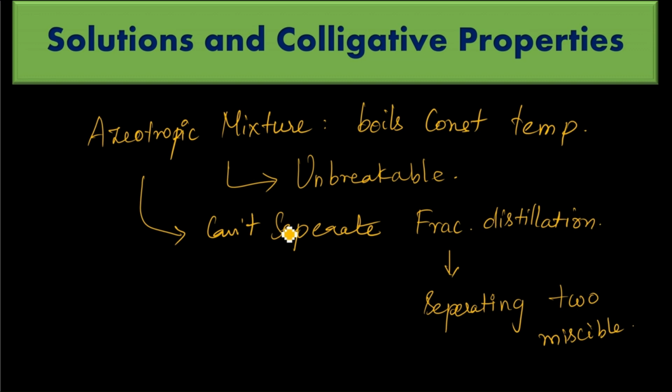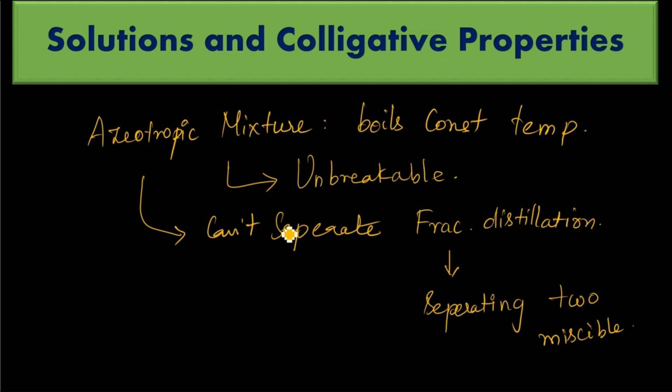Now we are going to talk about azeotropic mixtures. What is this weird name? They are also called unbreakable mixtures. Why is it so? It is acting as a pure component. Although this is a mixture, it is acting as a pure component. It boils at a constant temperature. So this is a binary mixture of liquids that boils at a constant temperature. Also, whenever we are distilling it, it is not changing its composition while distillation is going on. Okay? We can't separate it using fractional distillation.